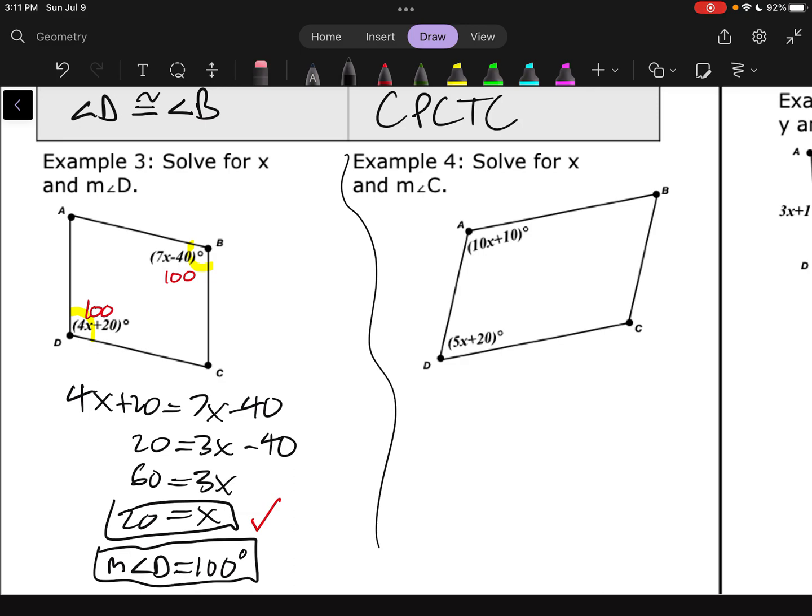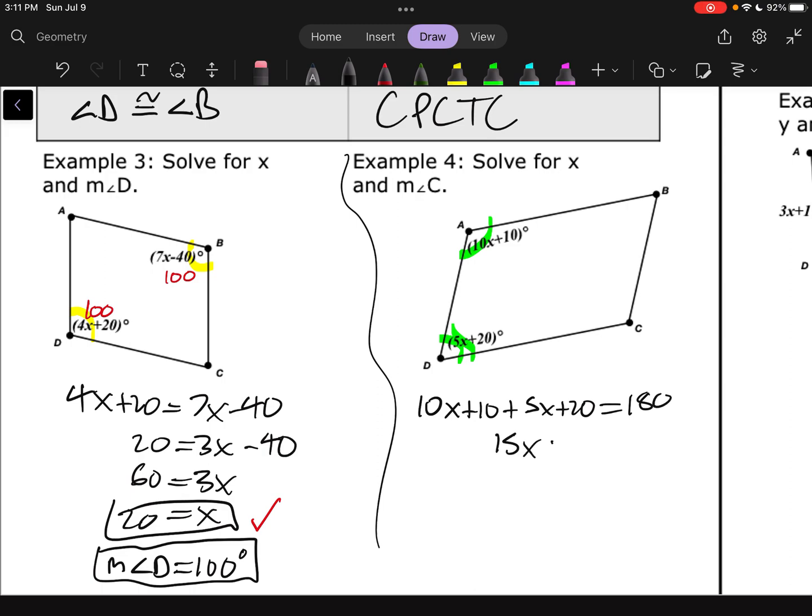Now for this one, we solve for x and the measure of angle C. Now what do we know about these angles? These are not opposites, so they're not congruent, right? Angle A should be the same as angle C, but those consecutive angles, those same side interior angles, those are supposed to be supplementary. So 10x plus 10 plus 5x plus 20 has to be equal to 180.